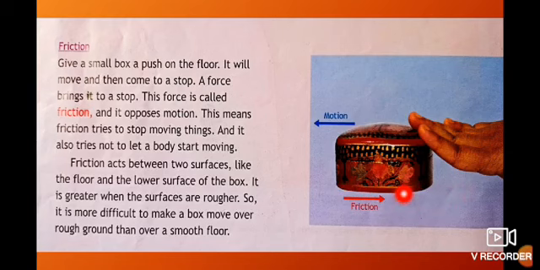It is greater when the surfaces are rougher. So it is more difficult to make a box move over rough ground than over a smooth floor. When the floor is smooth, the box will move smoothly, and when the floor is rough, we need to give more force to move on the rough surface.